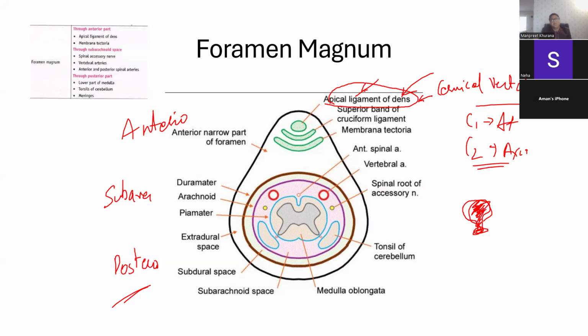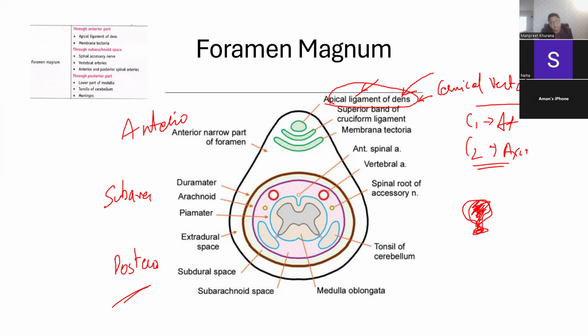For example, when I move my neck like this, it is rotating on the dens. So this apical ligament of the dens has great importance. Also in hanging, when you strangulate somebody or they hang themselves, the dens breaks and goes inside the medulla, and that makes the person die. So this has clinical importance. It is very important to understand what the dens is.